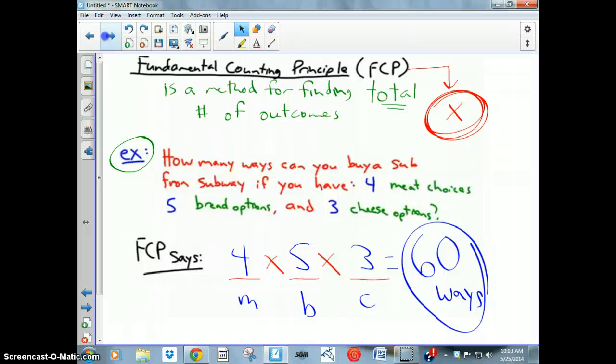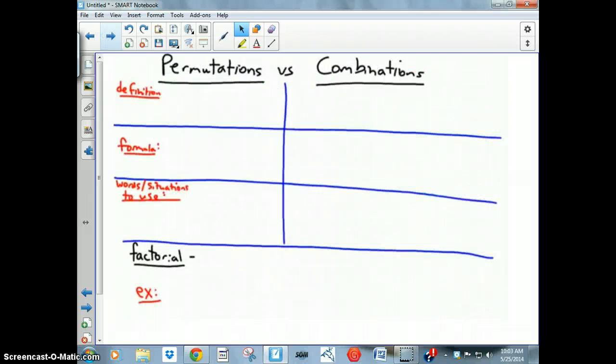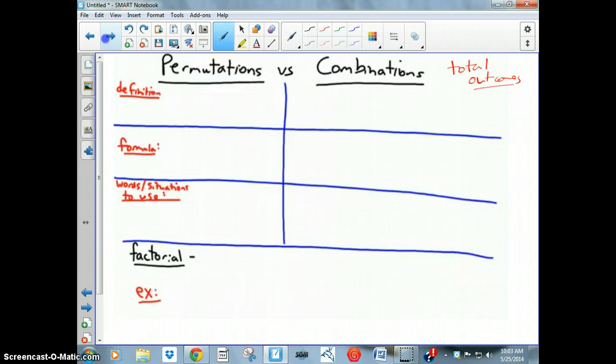And that's it, people. That's basically what FCP says. If you have questions about that, please ask during class. The other 2 ways for finding the total number of outcomes are permutations and combinations. A permutation, what is it? By definition, a permutation is the number of ways to put things in order. The key phrase, people, for permutations that you need to write and highlight in your notes is that order matters. The things have to be in order.